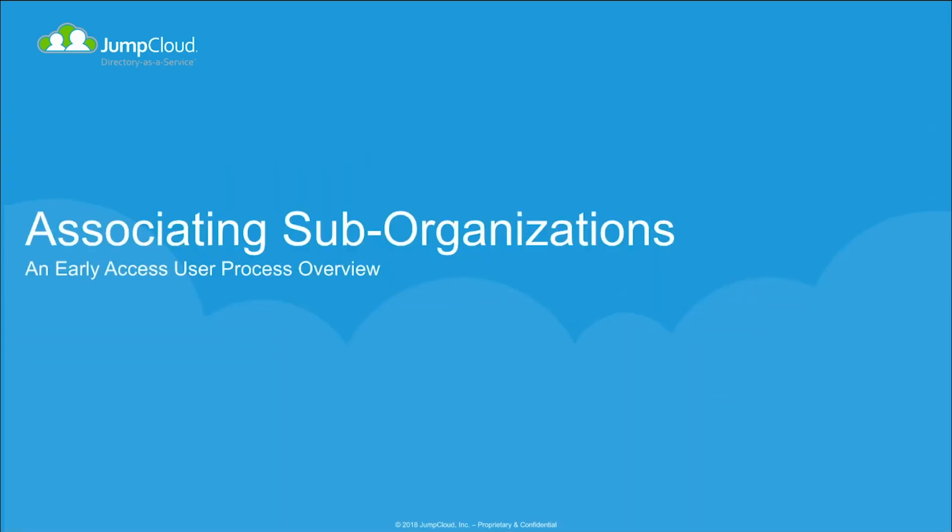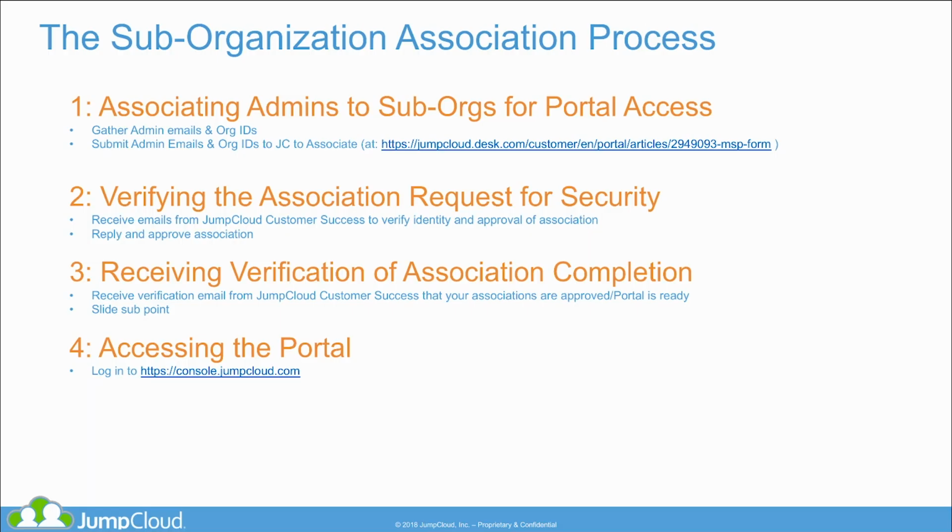So first, let's walk through associating administrators to sub-organizations. Generally speaking, there are 4 steps involved in associating an administrator to a series of sub-organizations within the Multi-Tenant Portal. Note that these steps are required for the early access period. These items will be automated in the future as the roadmap of the portal evolves. Again, these steps are manual by nature and designed for the early access period.